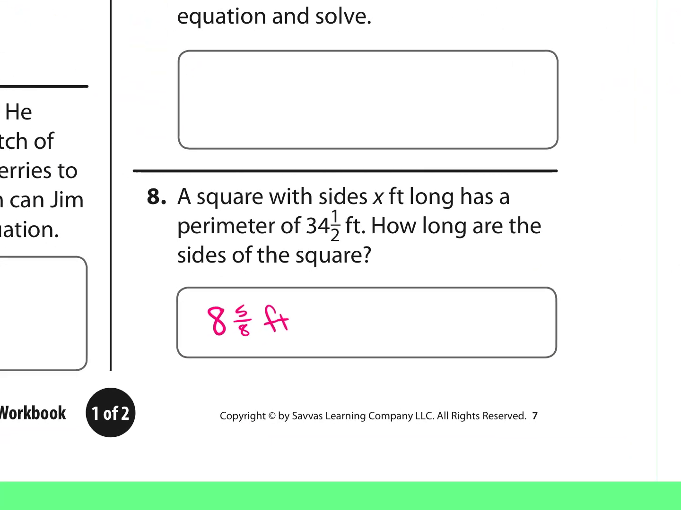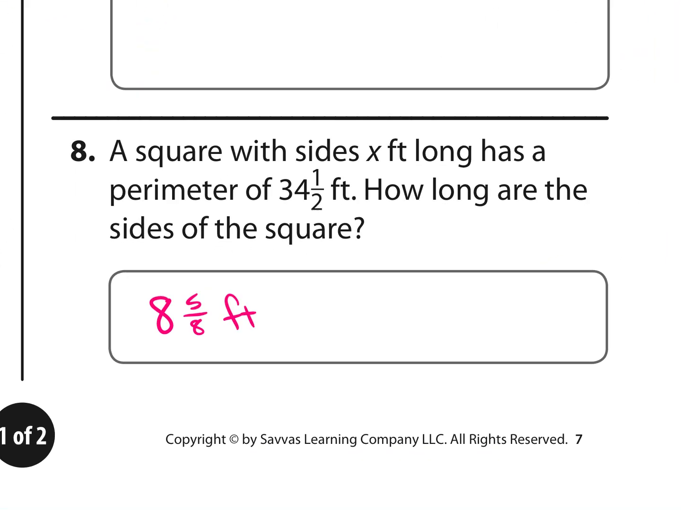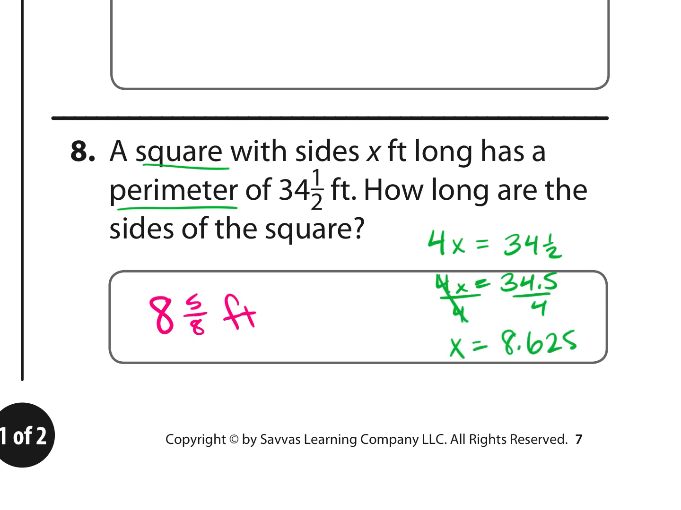Problem number 8. A square with sides x feet long has a perimeter of 34.5 feet. How long are the sides? Well, we know that the perimeter of a square has 4 equal sides. So 4 times each side, 4x, is 34.5. Divide both sides by 4. We get x is 8.625, which is 8 5/8.